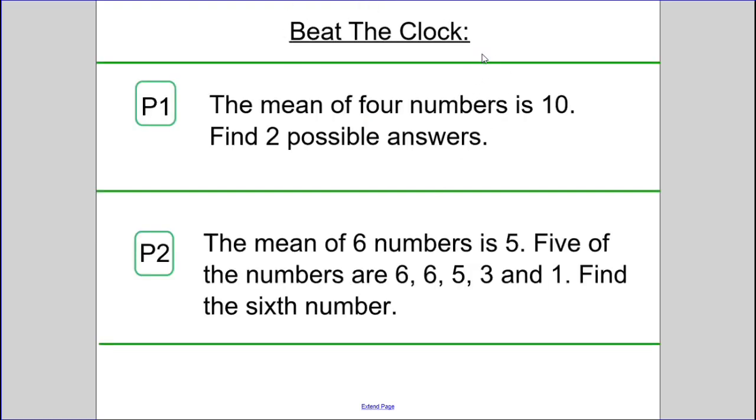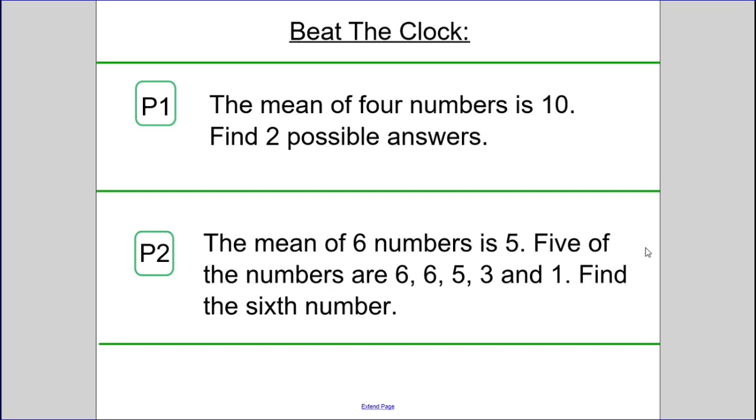Here's a beat the clock question. So we've got 2 type of questions. One is a P1 question and one is a P2 type of question. The mean of 4 numbers is 10. Find 2 possible answers. So 2 possible answers just means I want 2 different type of solutions.